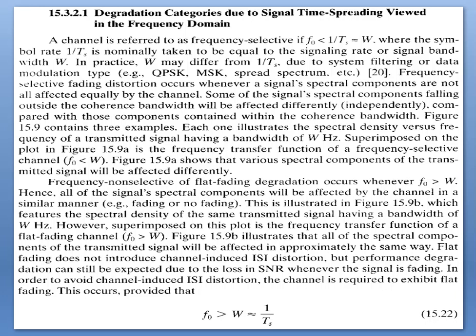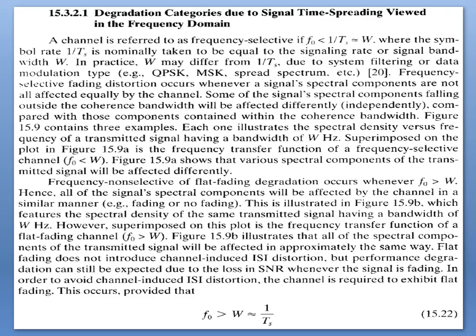Frequency-selective fading distortion occurs when the signal's spectral components are not all affected equally by the channel. Some of the signal's spectral components falling outside the coherence bandwidth will be affected differently compared with those components contained within the coherence bandwidth. The figure below contains three examples. Each one examines the spectral density versus frequency of a transmitted signal having bandwidth W.